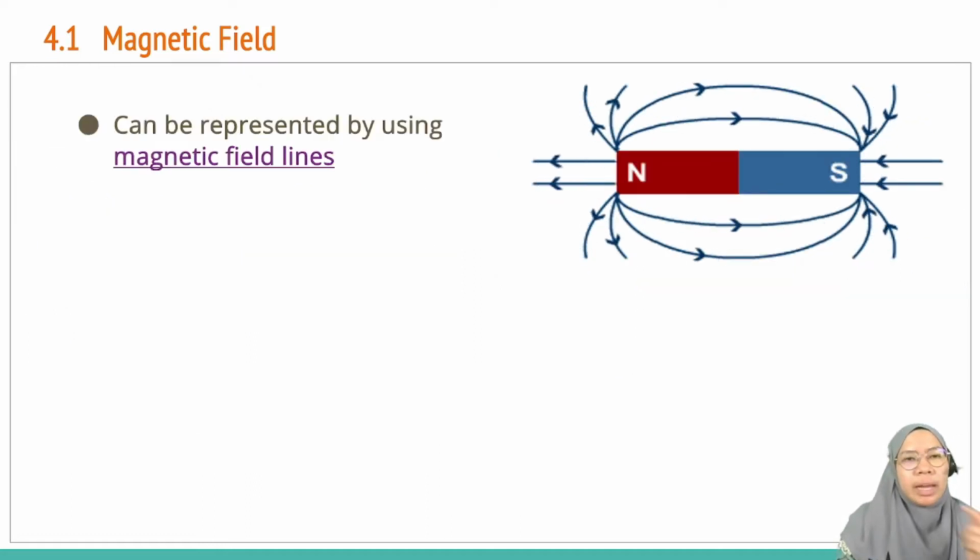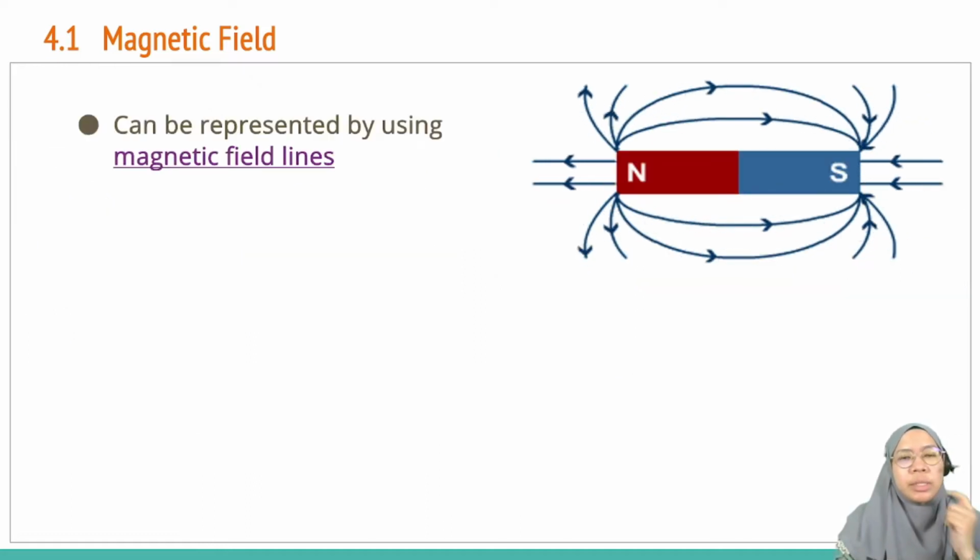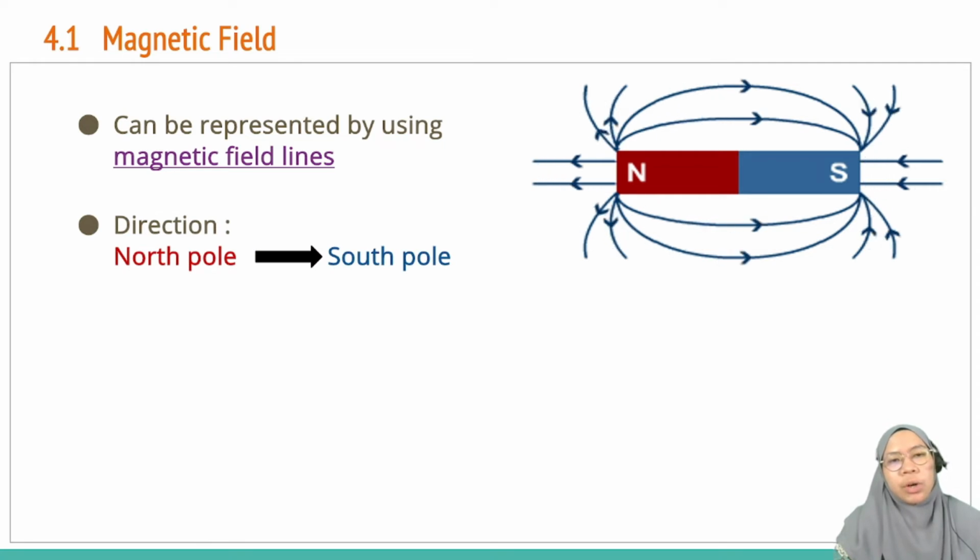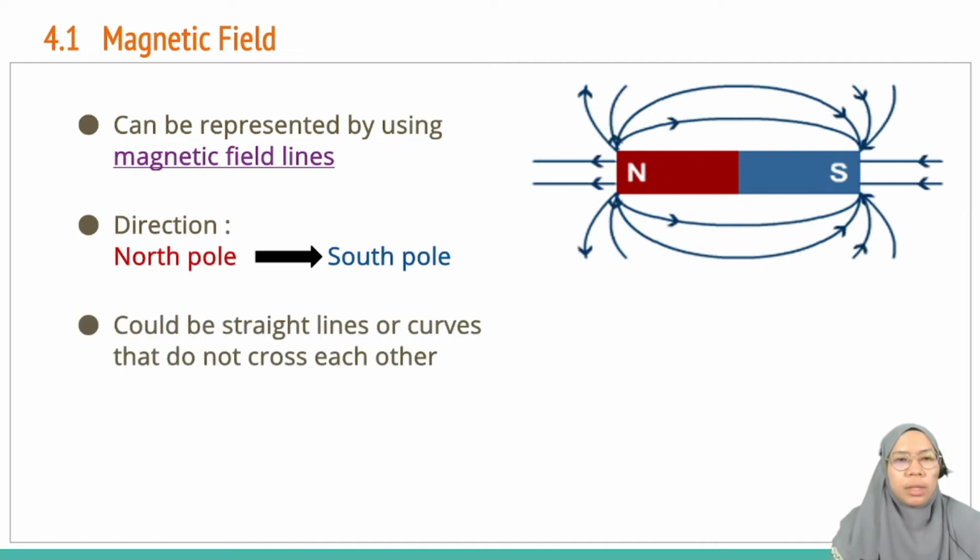We can represent magnetic field using magnetic field lines, quite similar with electric field lines. The direction of the lines is coming out from the North Pole going into the South Pole, as you can see in the animation over here. The lines could be straight lines or curves that do not cross each other. Each line has its own path.